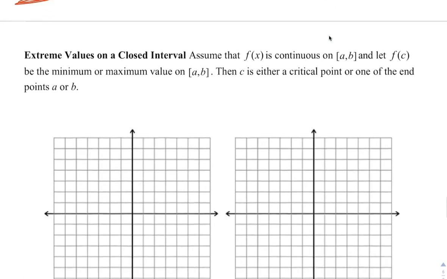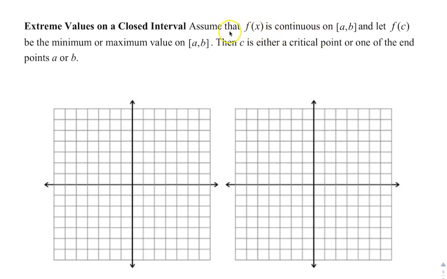Now let's combine all these ideas to find extreme values on a closed interval. So let's see. Assume that f of x is continuous on closed interval [a, b] and let f of c be a minimum or maximum value on [a, b]. Then c is either a critical point or one of the endpoints. So all it says is this. If I give you a graph, let's say it looks like this, on the closed interval, so notice I have a closed endpoint. Again, notice it's a closed interval. Then this thing must have an absolute max or min, and it's either going to be an endpoint or it's going to be a critical point.